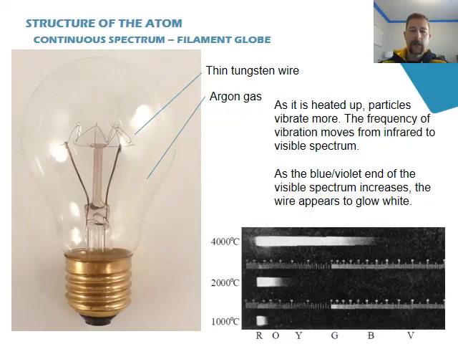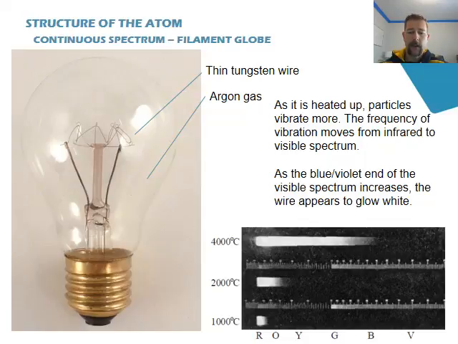Let's have a look at an example of a globe. So what we've got is a thin tungsten wire that has a current running through it. This current just allows the wire to heat up to high temperatures. The wire is located in an argon gas environment. This is a non-reactive gas, and it just prevents the wire from undergoing combustion. So as the wire heats up, the particles vibrate more, and the frequency of the vibration moves from infrared to the visible spectrum. So it moves up that graph that we saw before.